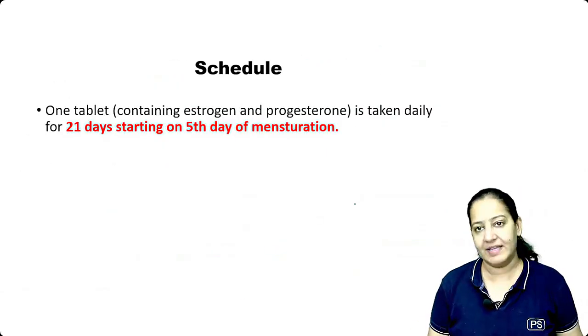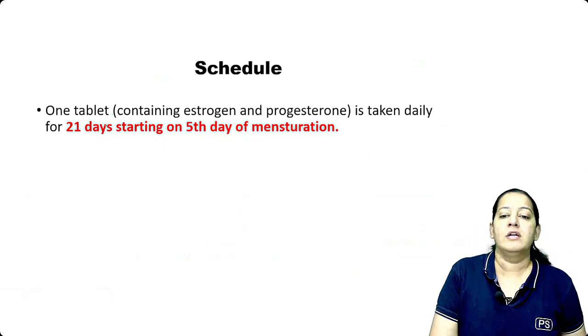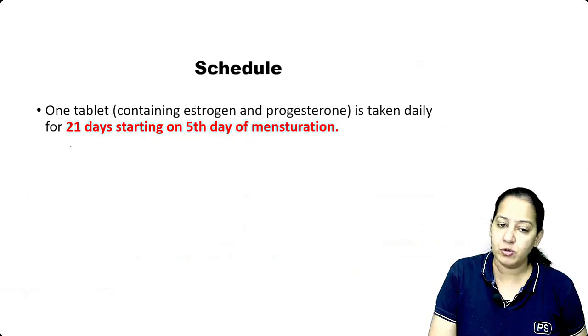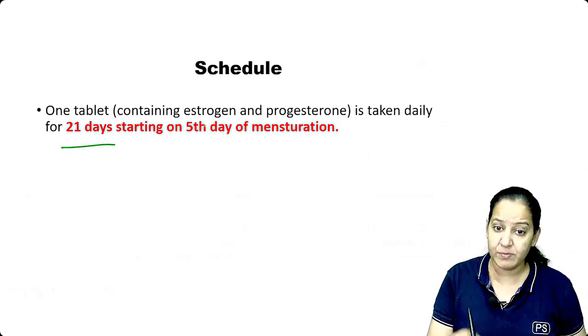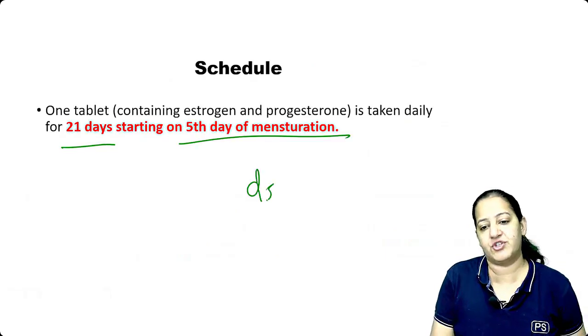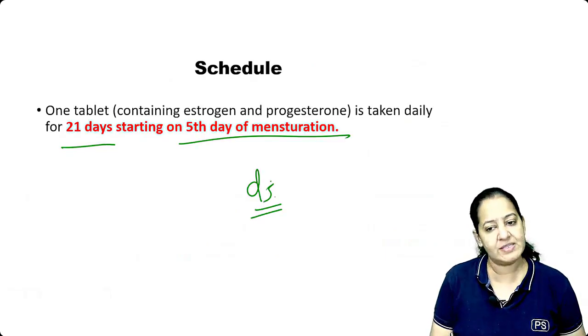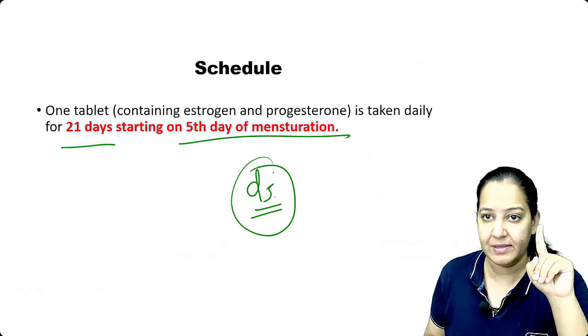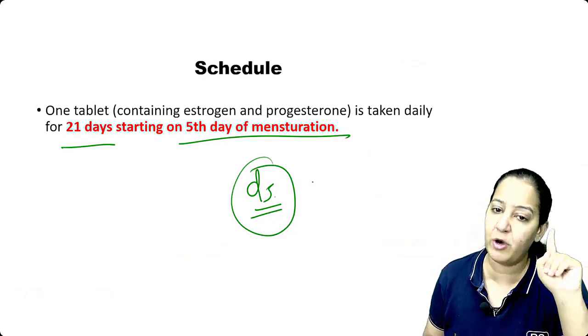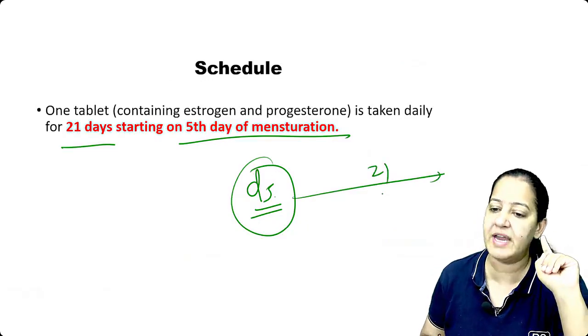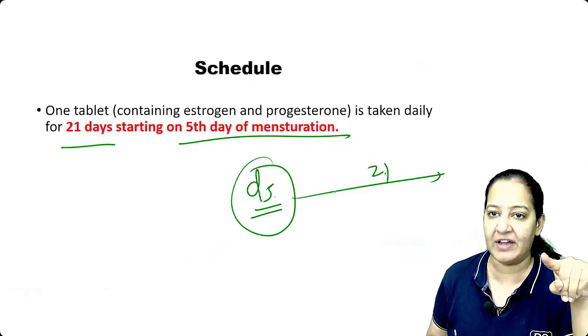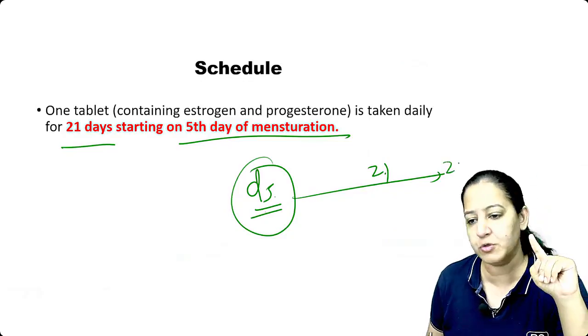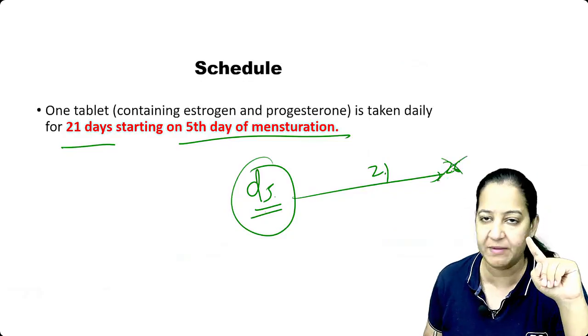What is the schedule? In total, how many pills are there? Total 21 pills are there. That has to be started on day 5 of menstruation. Day 5 onwards start. So on day 5, take the first pill and continue it for the next 21 days. So 21 plus 5, it will be day 26. Almost on day 26 the female will complete the course.